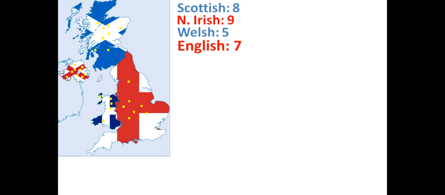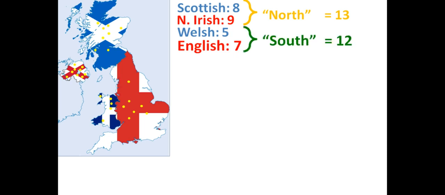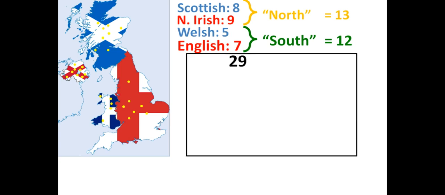Now let's suppose that we arbitrarily classified people based on whether they belong to a nation with blue or red in their flags. So Scottish and Welsh are grouped as blues, and Irish and English are grouped as reds. But let's say that we also classified people depending on whether their nation is on the north side of the island or the south. So we'll have 13 for the north and 12 people for the south, grouped in those terms. So we now have a total set of 29.